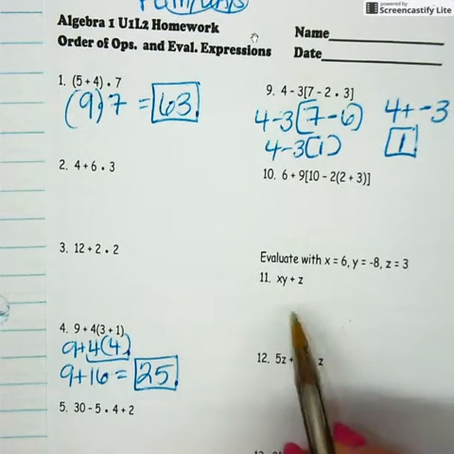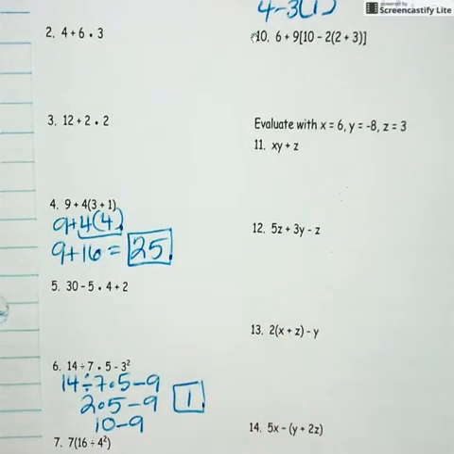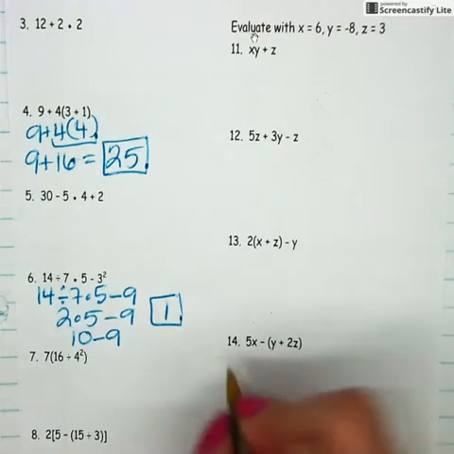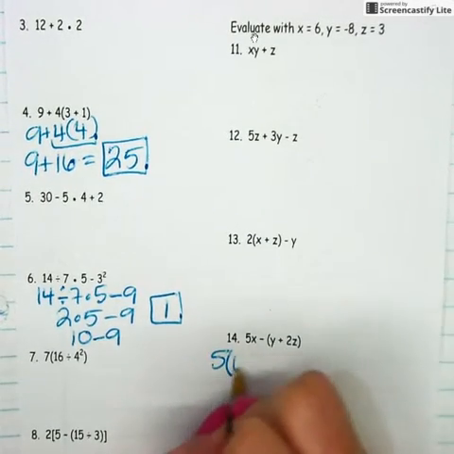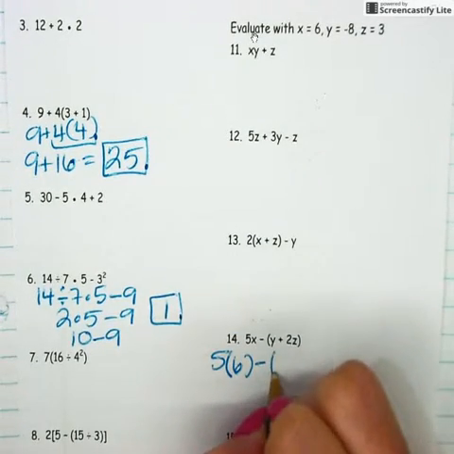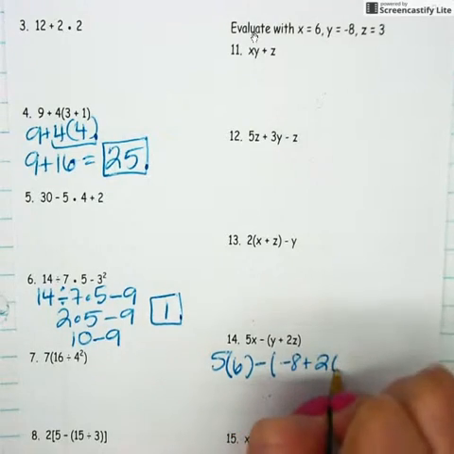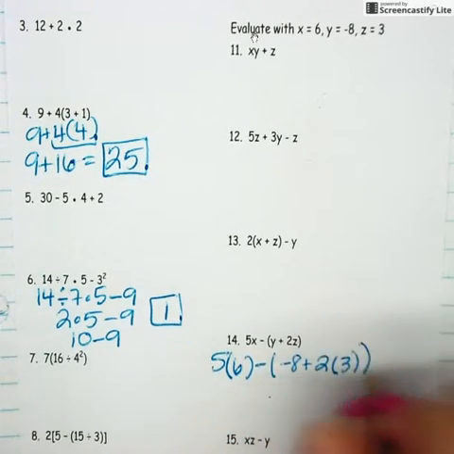All right, I did problem number 11 with you in class, so I'm going to move on down here and do problem number 14. Okay, so 5 times 6 minus -8 plus 2 times 3.